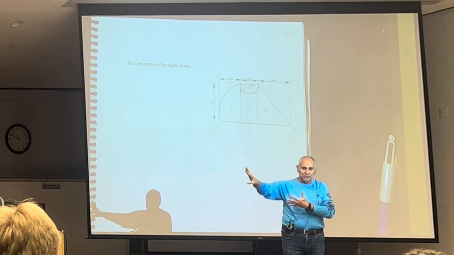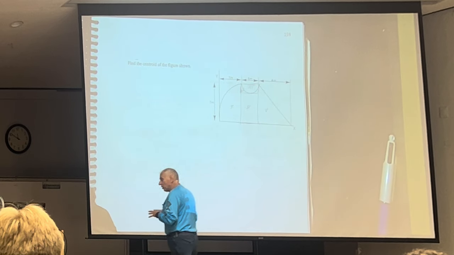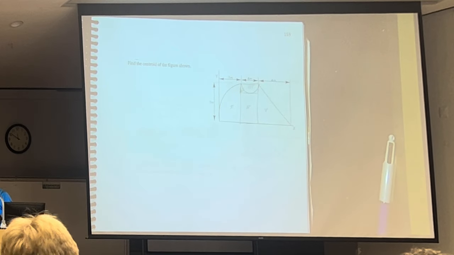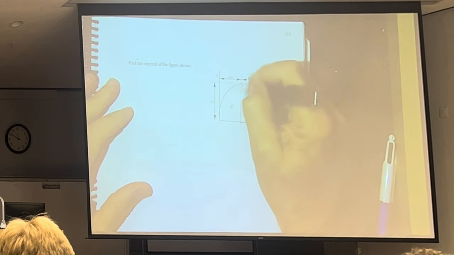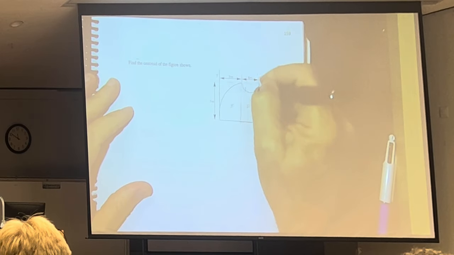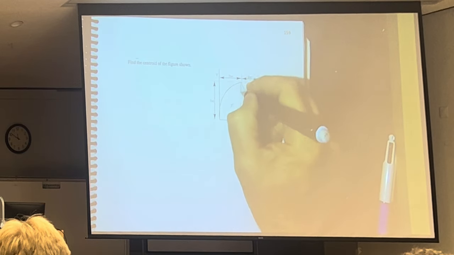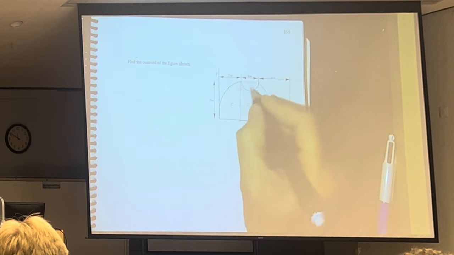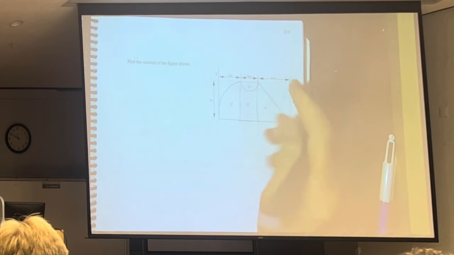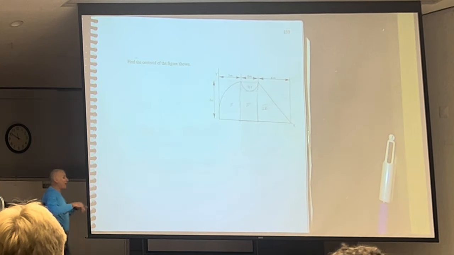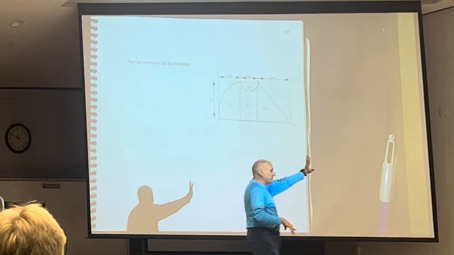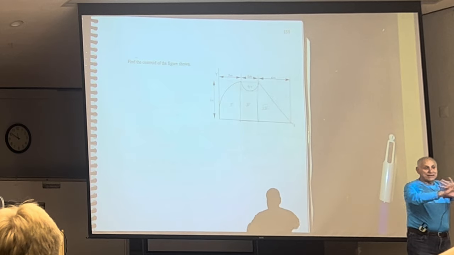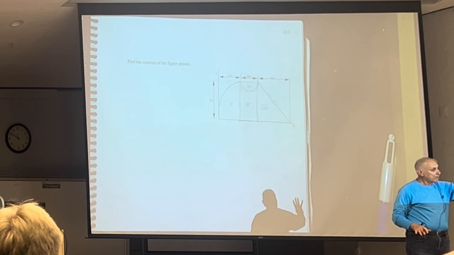I put it away and came back to it. I didn't look at my solution. I came back, and this is what I did. I said, I have this big rectangle, which I'm going to cut out a semicircle from, and I have a triangle. So the first time I did it, I saw 5 pieces. The next time, which I didn't even look at it, I saw 4 pieces.